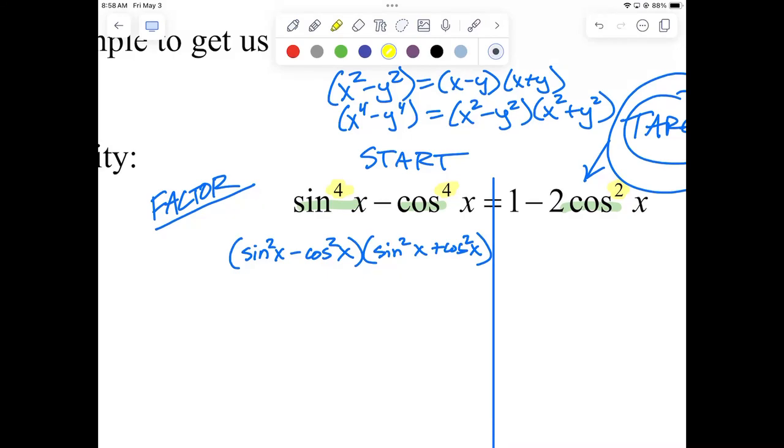If you don't have your identities memorized, you are going to be dead in the water because you have no idea that you're staring at something that's equal to something else. But if you do know your identities, you're aware of them, you're like, sine squared plus cosine squared, that's just 1. So this turns into sine squared of x minus cosine squared of x times 1.